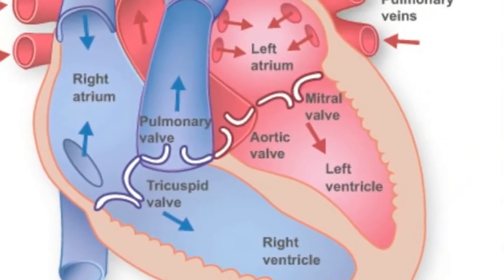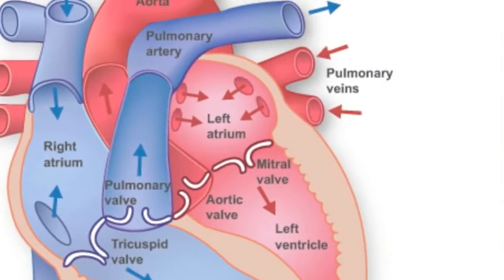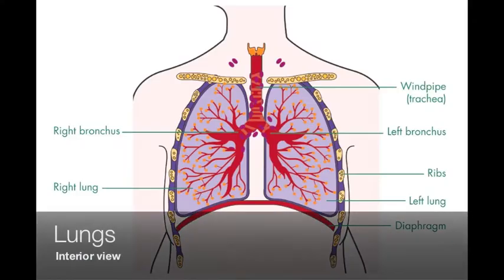The fourth step is through a valve and into the pulmonary arteries to the lungs. Pulmonary means having to do with the lungs, so the pulmonary artery is leading to the lungs. The fifth step is in the capillaries of the lung.